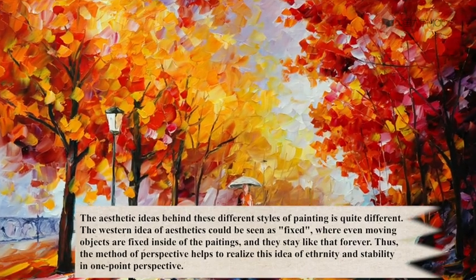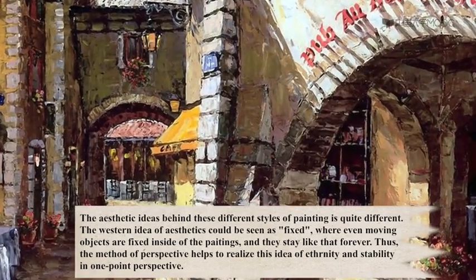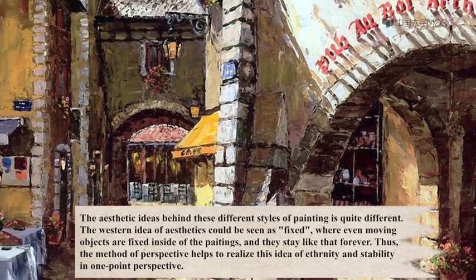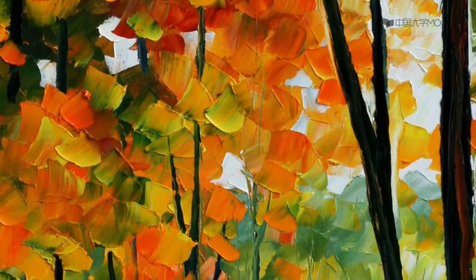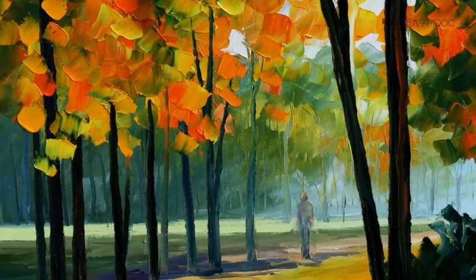The Western idea of aesthetics, of what is beautiful, could be seen as fixed, and I'm sorry for maybe overgeneralizing here, but there is such a tendency. In Western paintings, even moving objects are fixed inside of the paintings, and they stay like that forever. To realize this idea that is very dominant and popular in the West, we are always looking for something constant, eternal, something stable. This idea, I think, is realized through using one perspective in the paintings.